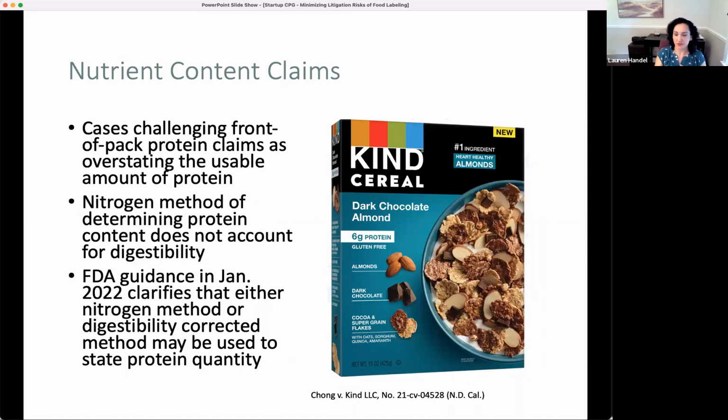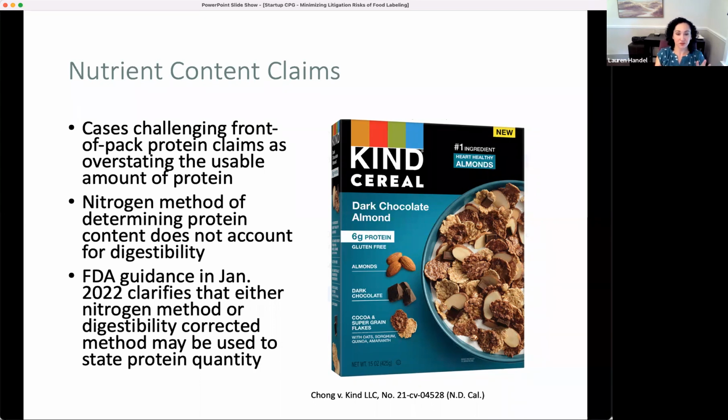Protein content is another pretty technical, arcane kind of rule around how protein content gets labeled. Obviously, there's a lot of interest these days in higher protein products, and people want to be able to convey that to consumers. So there have been lawsuits challenging the front of pack protein content representations as overstating the actual usable amount of protein in the product.